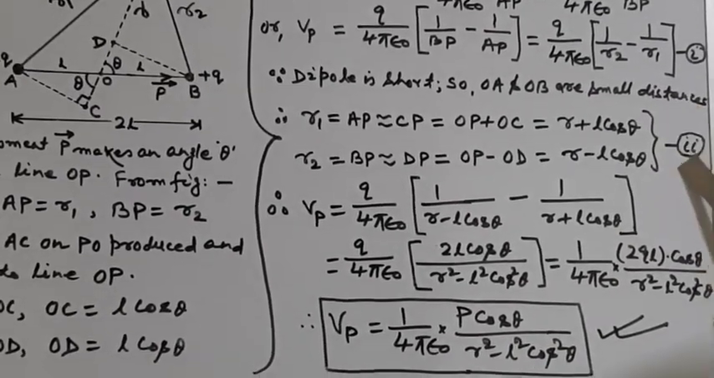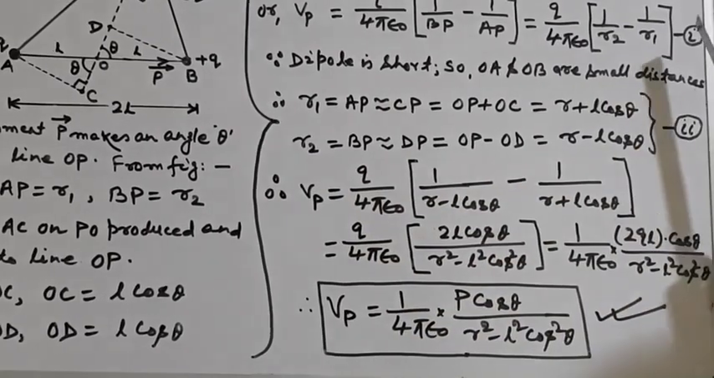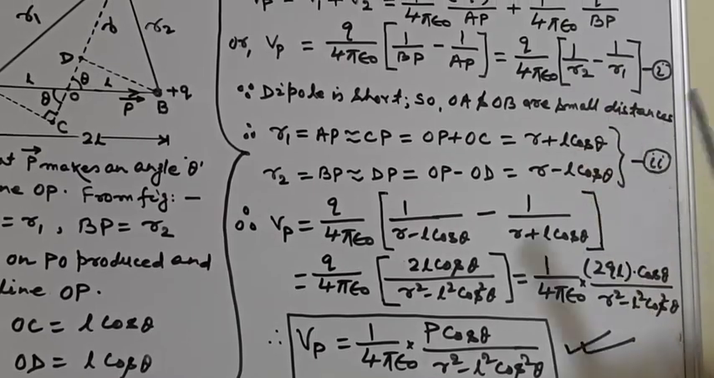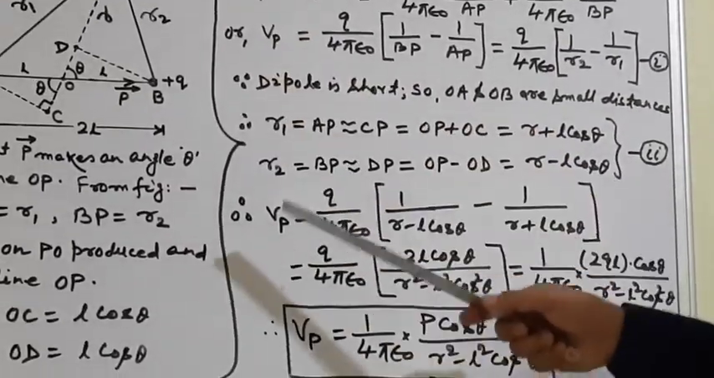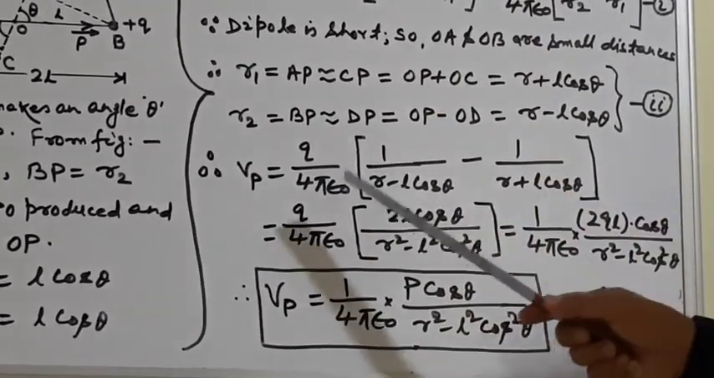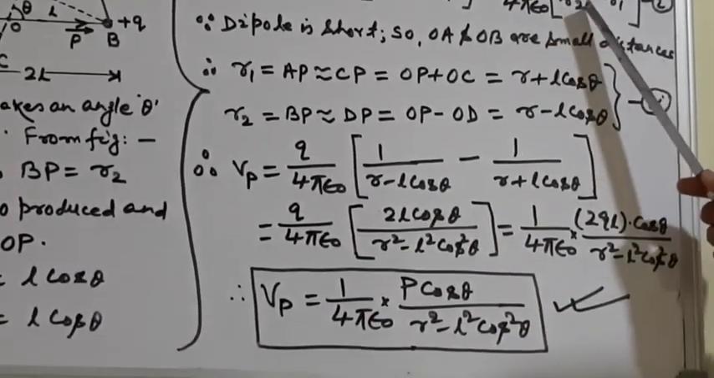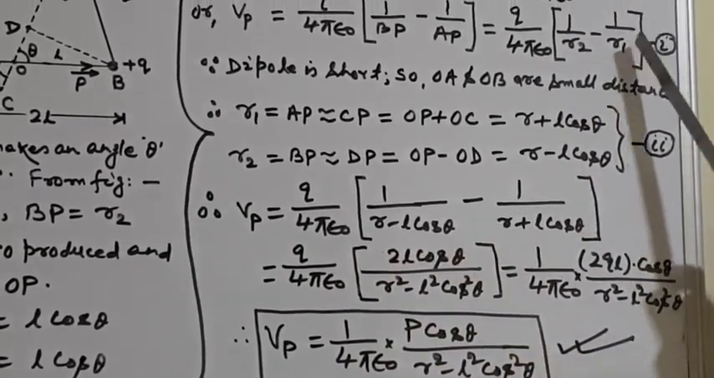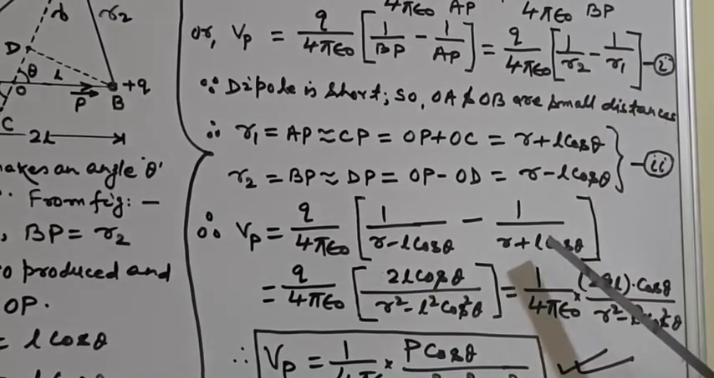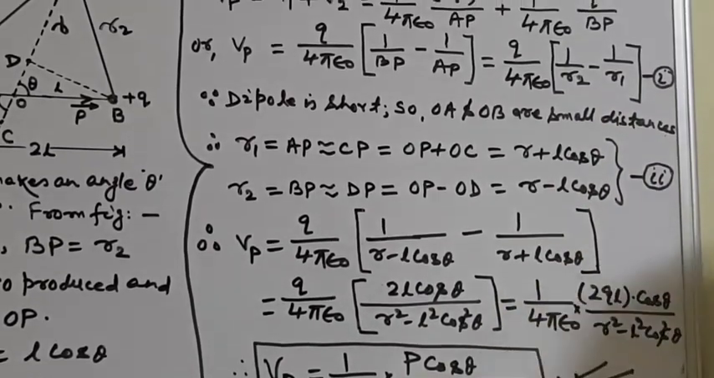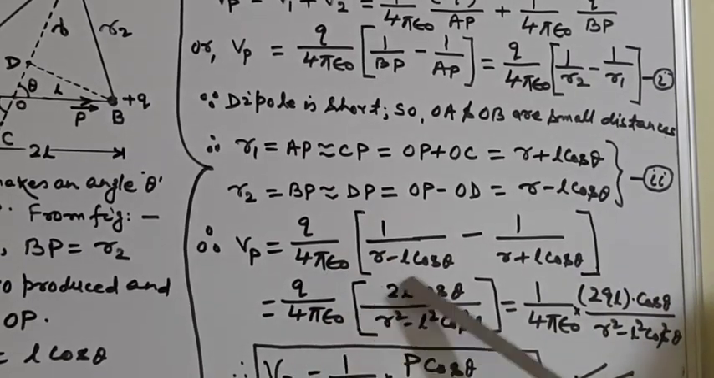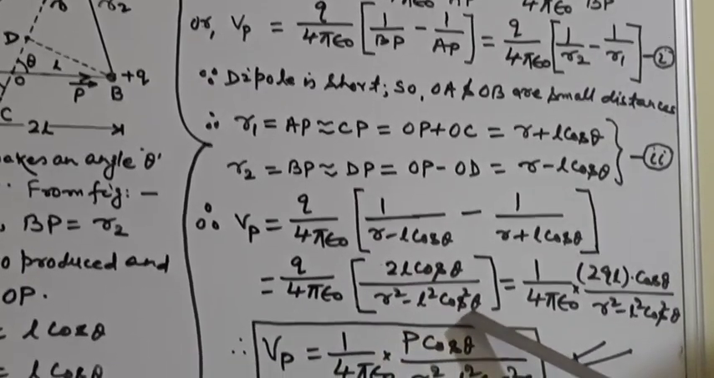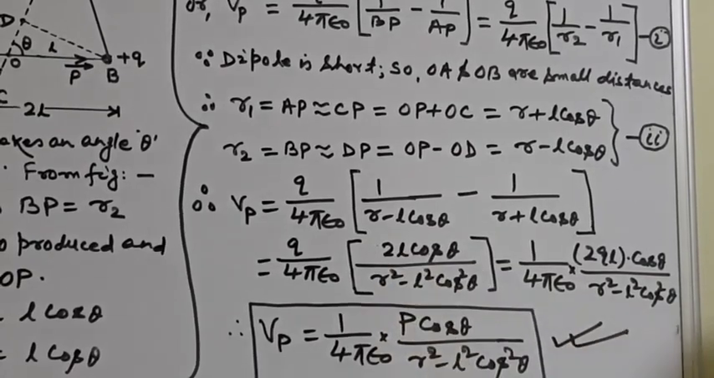Now we shall put the values of R1 and R2 from the set of equation 2 in equation number 1. So the equation becomes Vp is equal to Q by 4 pi epsilon naught times 1 by (R minus L cos theta) minus 1 by (R plus L cos theta). Solving this, Q by 4 pi epsilon naught is common, the denominator is R square minus L square cos square theta as the LCM, and the numerator becomes 2L cos theta.